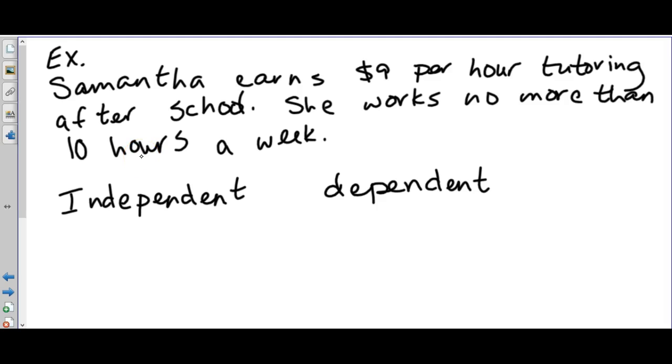So we can't pick how much we're going to make. We make $9 per hour. That'll add up to a certain amount depending on how many hours we work in a week. So we get to choose how many hours we work in a week. So independent would be the hours worked. The dependent would be the amount we make. So how much we make.